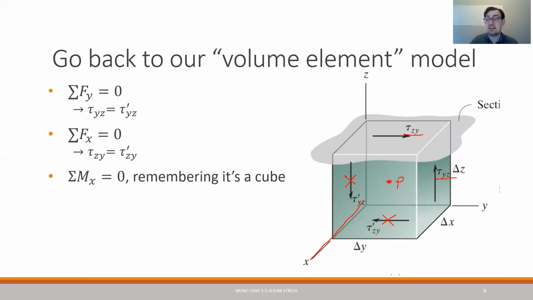So we take that moment about x, well, the two lever arms are the same because it's a cube. If tau zy is creating a rotation this way, and tau yz is creating a rotation this way, and those two things are opposite, they've got to be equal. With the same lever arm, those two stresses are equal. So what we find is, basically, all these shear values are going to be equal.